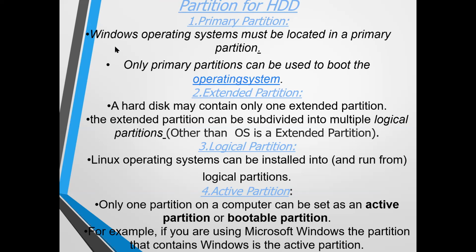For example, if you want to install both Windows and Linux on your hard disk, you'll make the component where you're going to have Linux as our logical partition. So the Linux operating system can be installed into and run from our logical partition. Then of course, if you have much more space, you can have other partitions. Only one partition of the computer can be set as the active partition, the bootable partition. For example, if you're using Windows, the partition that contains Windows is the active partition, which is C. Our C drive will be our active partition in this case, at the same time as our primary partition, because it contains the most important part that turns a computer on and off.